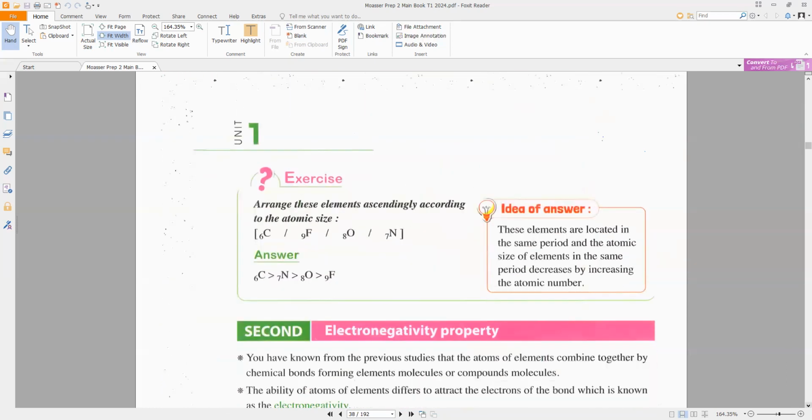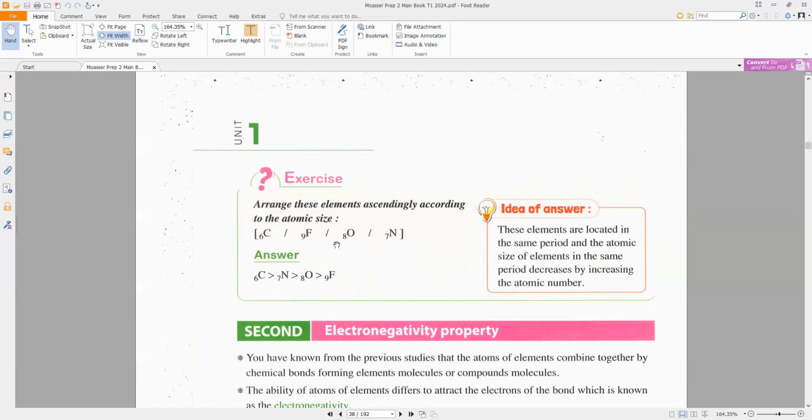From the atomic size property, we can imagine the relationship between the sizes of elements. So we have these elements: carbon, fluorine, oxygen, and nitrogen. What happens to the atomic size? Order the atomic size ascending, which means from the smallest to the largest.